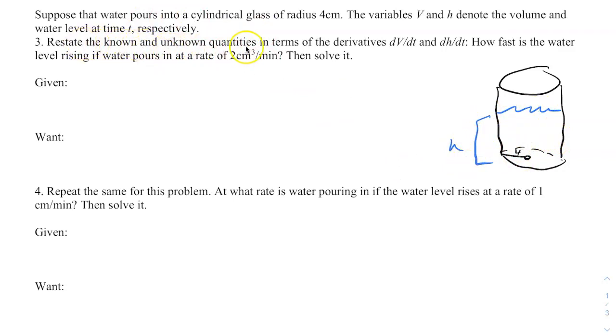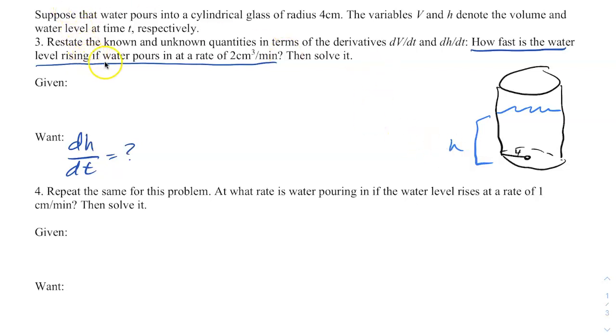Restate the known and unknown quantities in terms of the derivatives dV/dt and dh/dt. How fast is the water level rising if water pours in at a rate of this? So this is actually a question; this last part is what we're trying to solve. How fast is the water level rising? The water pours in at a rate of 2 centimeters cubed per minute. So let's break down what we want and what's given. First, how fast is the water level rising? That is saying how fast is this h going up and down. So that's dh/dt. It's a rate again, so dh/dt is what we're looking for. Water level is going to be h.